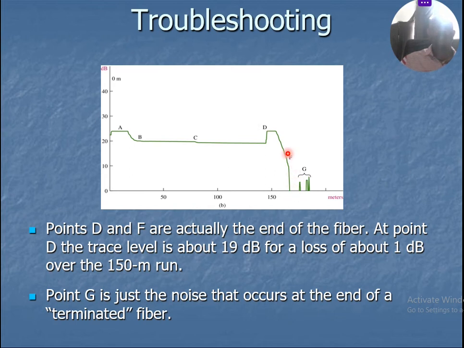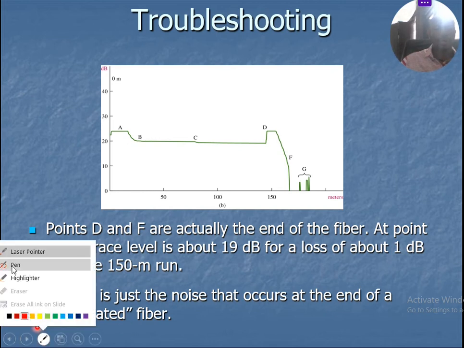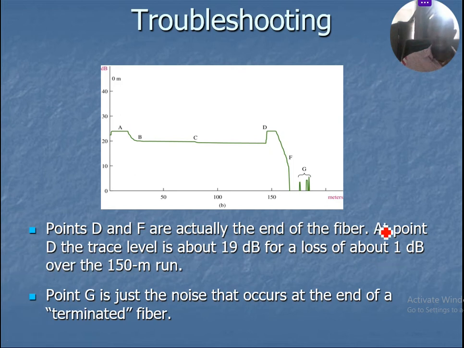At point D, the trace level is about 19. If you trace this one, that is a little bit less than 20. So it's just 1 decibel lost, right? The trace level is about 19, which is just a loss of 1 decibel. There's only 1 decibel lost, and that's what you lost.